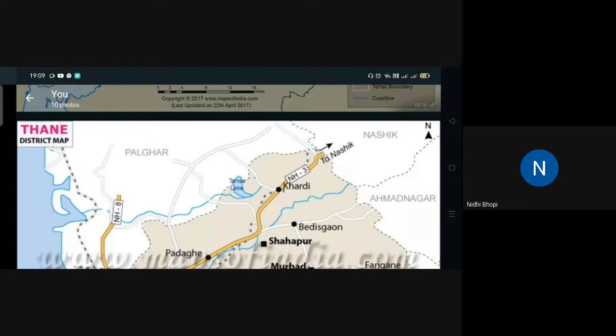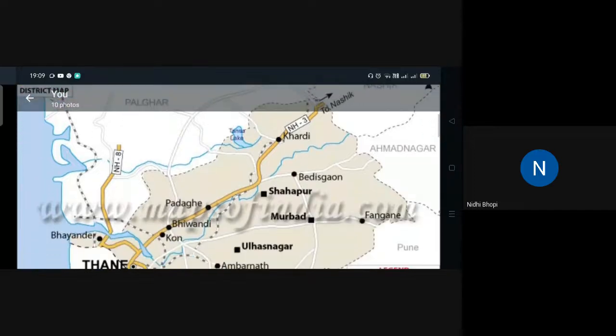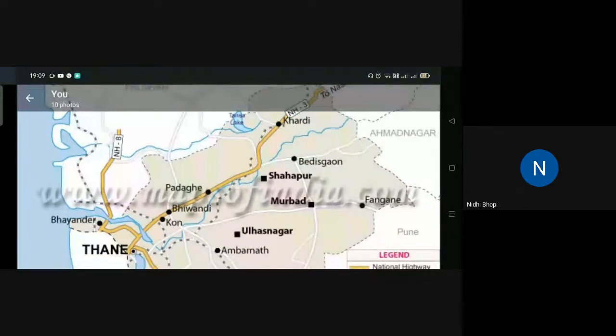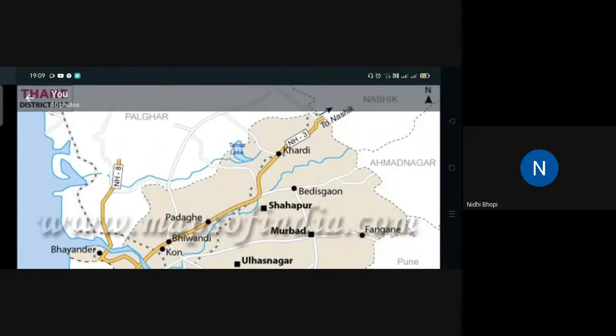So Nasik. Now Thane district map, in this roads are given. NH3, NH8. NH3 is Mumbai Nasik highway and NH8 is Mumbai Ahmedabad highway. It crosses through Thane district. So from Thane, that Mumbai Nasik passes through Kon, that is Bhivandi, then Padghe, then Kharadi, and then towards Nasik.